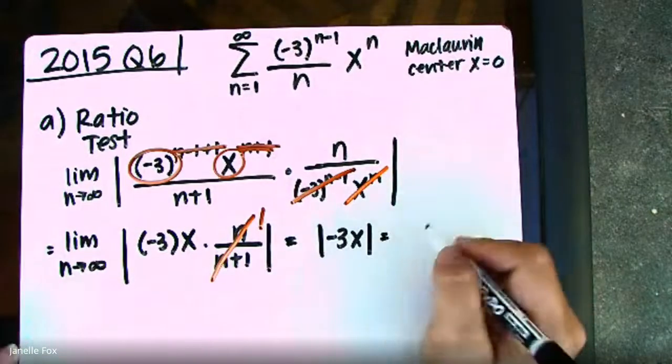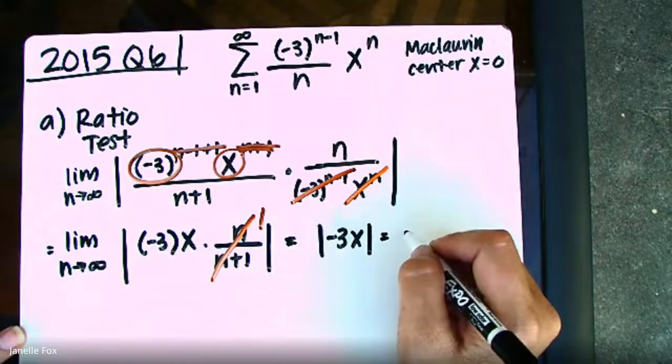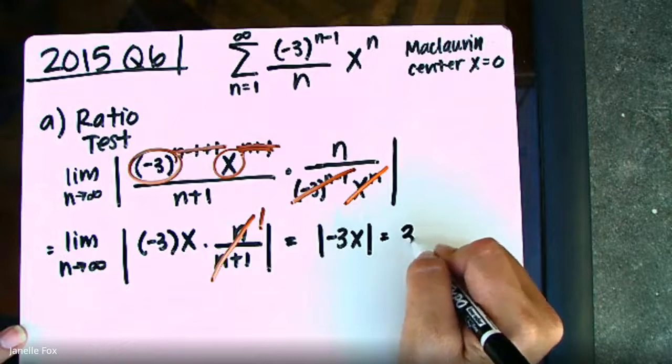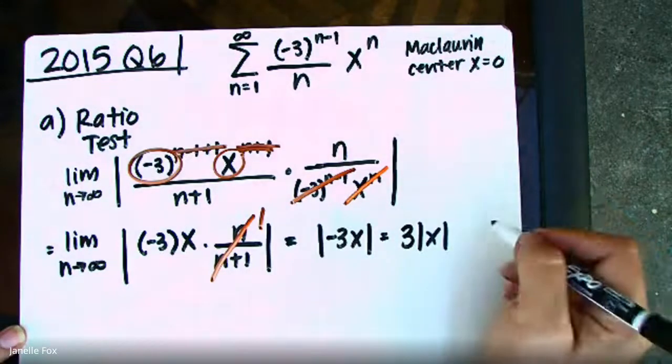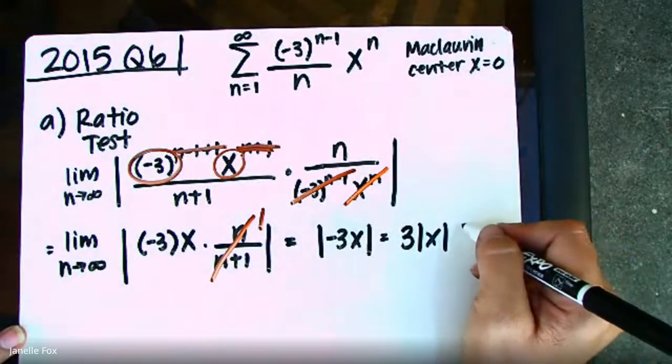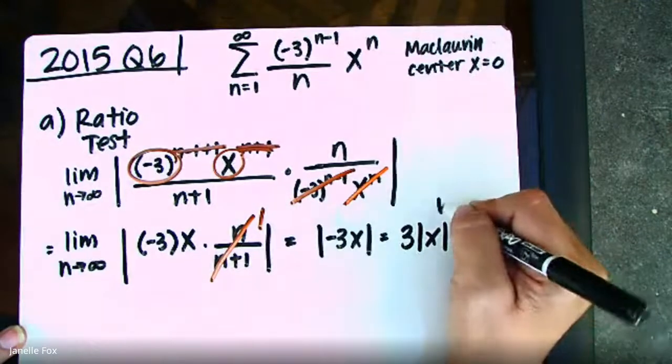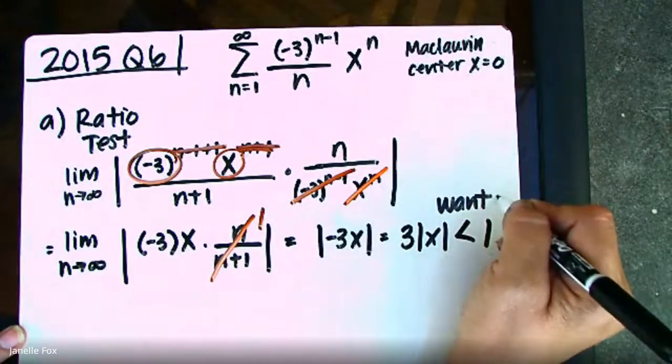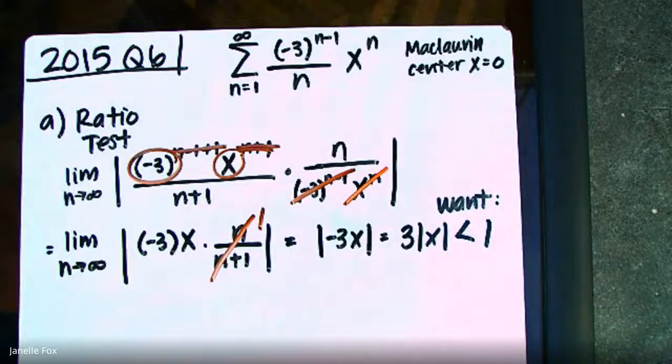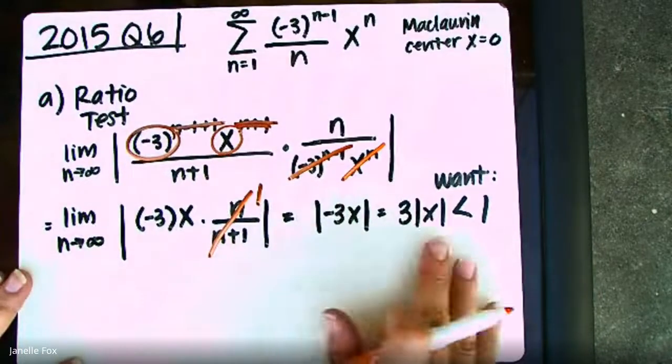I think what I'm going to do is separate this to be like the absolute value of negative 3 is a 3, and then the absolute value of x. And for the ratio test to work, we want it to be less than 1. That's what makes things converge, okay, is when it is less than 1. Now, this is not asking me to find the interval of convergence. It's just asking me to find the radius of convergence. If it asked me to find the interval of convergence, I would have to check some endpoints, but I'm just going to do just this part right here.